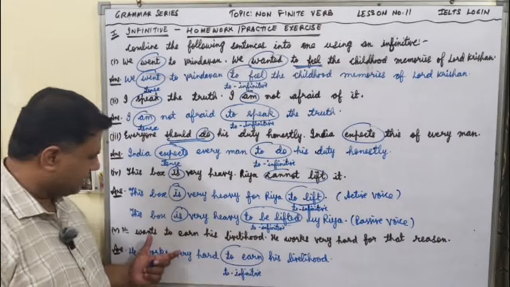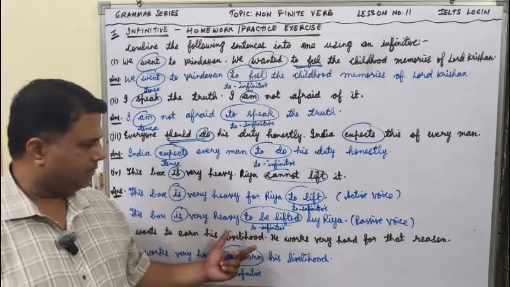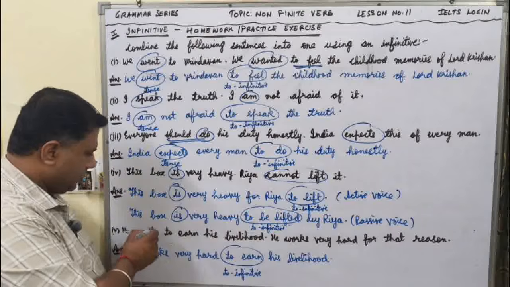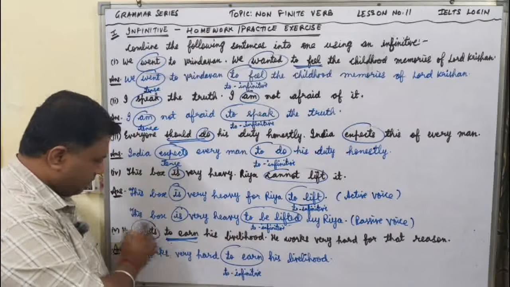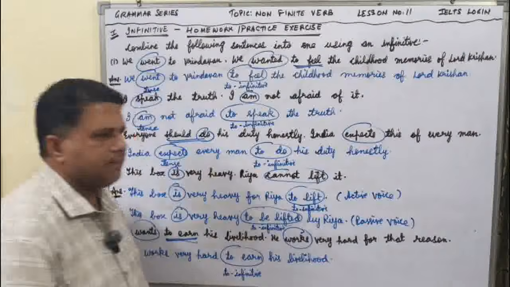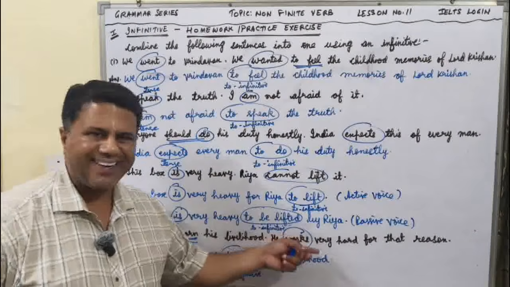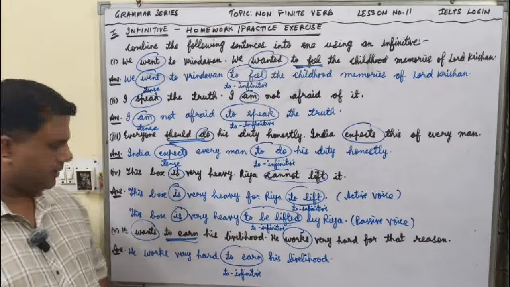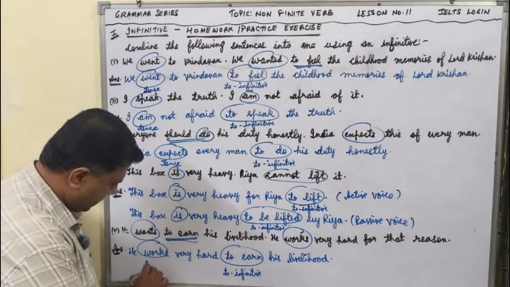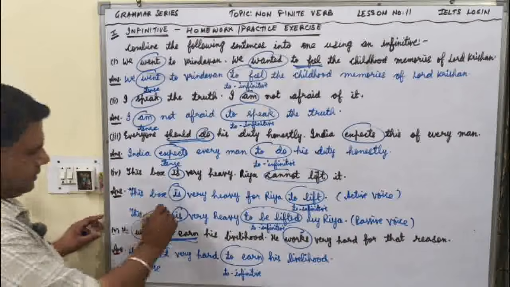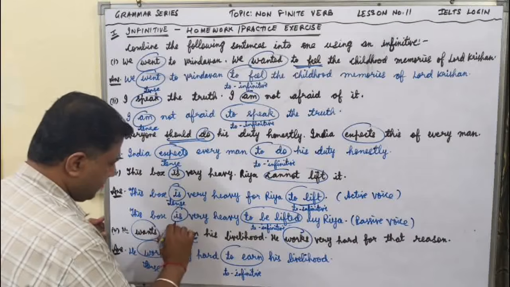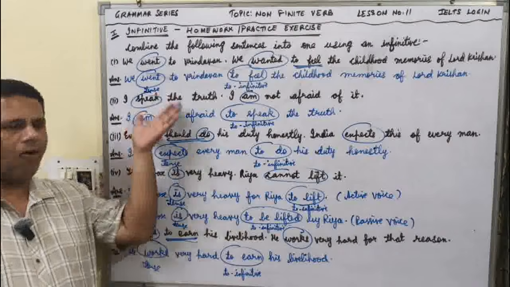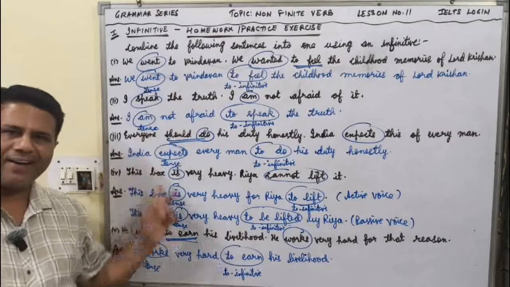Is tense element. Then next, he wants to earn his livelihood. He works very hard for that reason. In this sentence, to infinitive is already there. Wants is tense element, works is tense element. Very easy. He works very hard to earn his livelihood. This is simple sentence. Works is tense element. This is tense element. This is tense element.